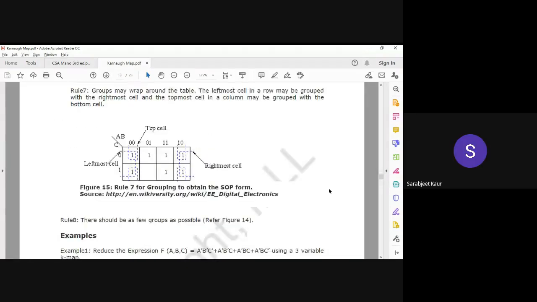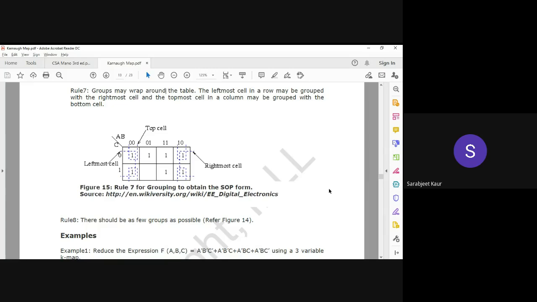Seventh. Rule number 7, groups may wrap around the table. The leftmost cell in a row may be grouped with the rightmost, and the topmost cell in a column may be grouped with the bottom cell. So this is very interesting. Please see.